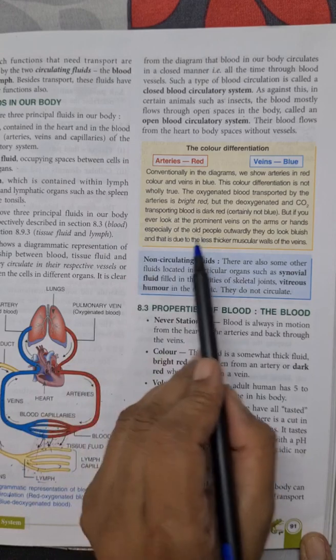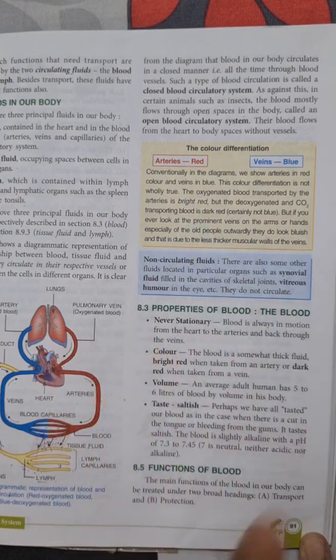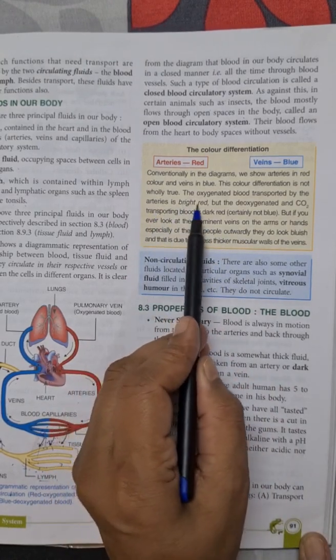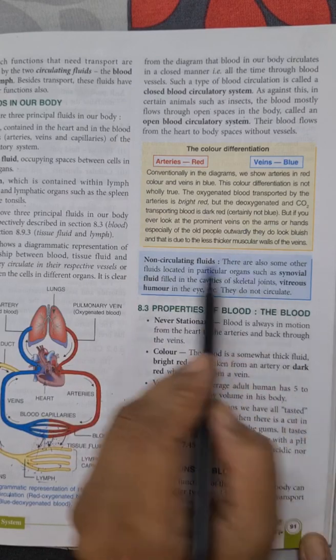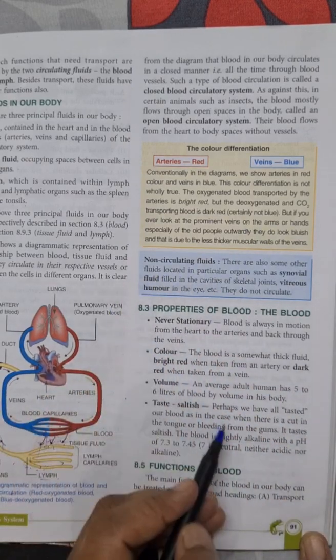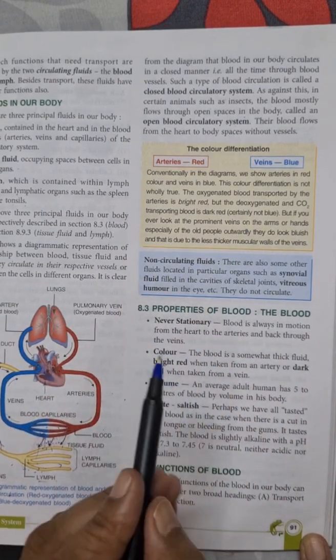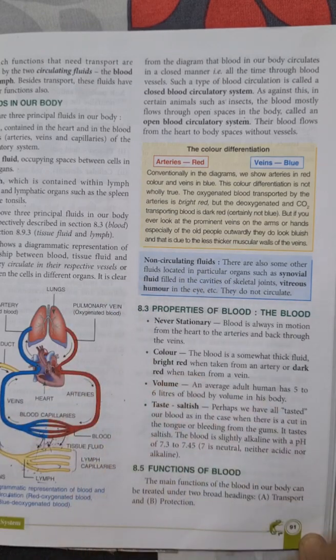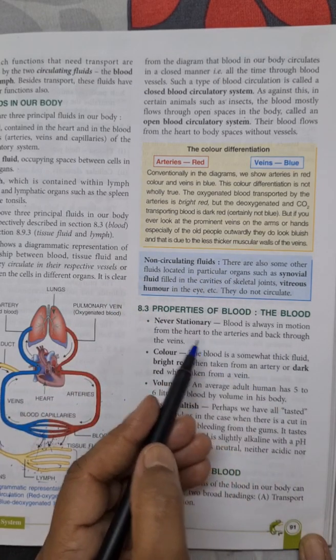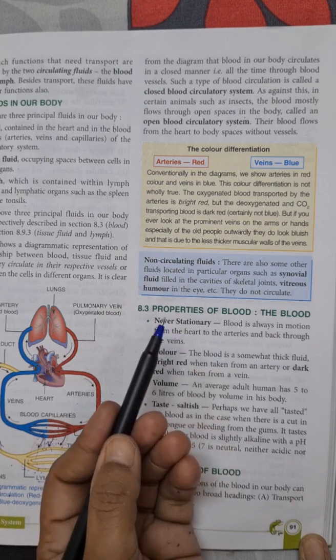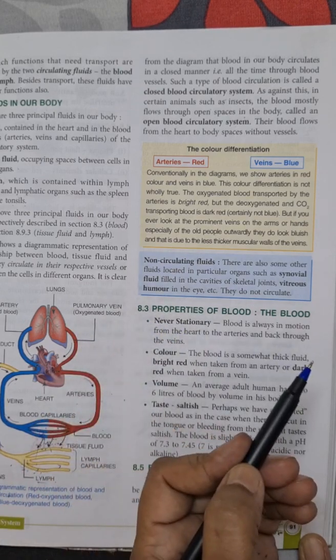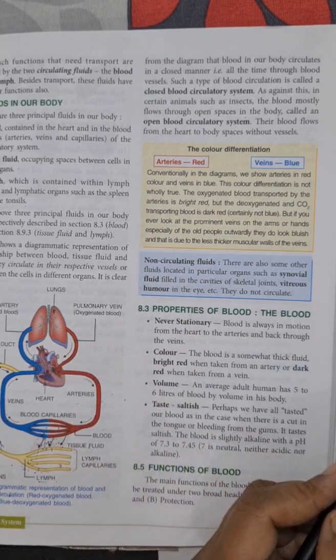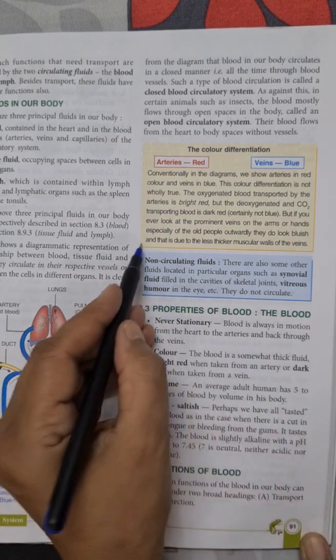Now arteries and veins both carry blood: in arteries bright red and in veins dark red. Now what about the color of the blood in capillaries? Beta, if capillaries are close to the arteries, then the color of blood in the capillary is bright red, and if capillaries are close to the veins, then the color of blood is dark red. Hope this is clear to you.